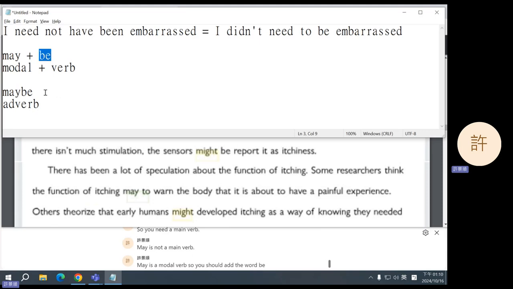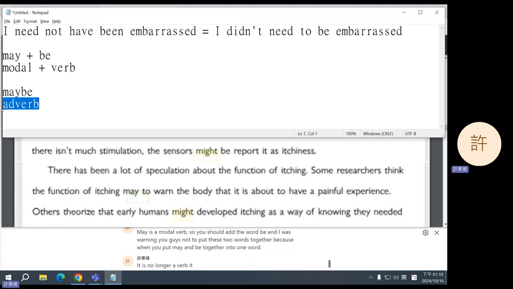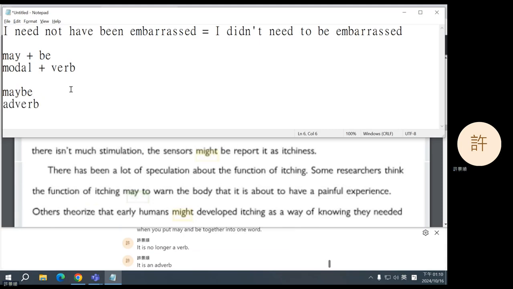And I was warning you guys not to put these two words together, because when you put may and be together into one word, it is no longer a verb. It is an adverb. 副词. Okay, so in this sentence, if you say might be, it also works.